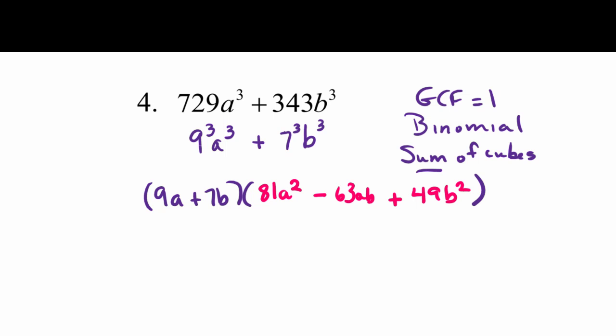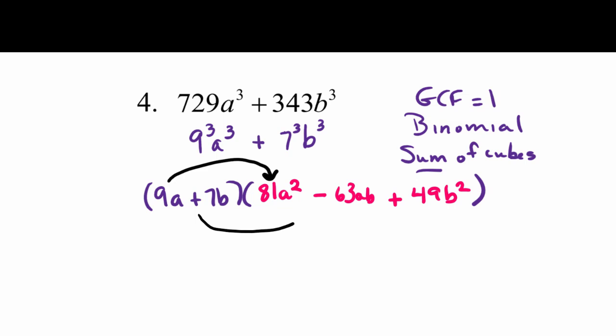We looked for a GCF, which was 1. It's a binomial, 2 terms. This time we have a sum of cubes. And we realize that 729 is 9 cubed, and 343 is 7 cubed. So our binomial is 9a plus 7b. Then we squared the 9a to get 81a squared. We remember to square the 9 and the a both. How did you do with that?